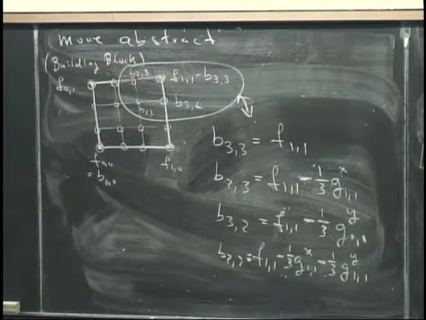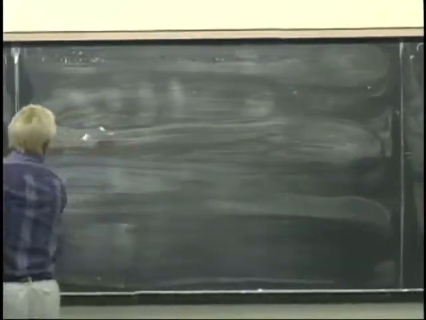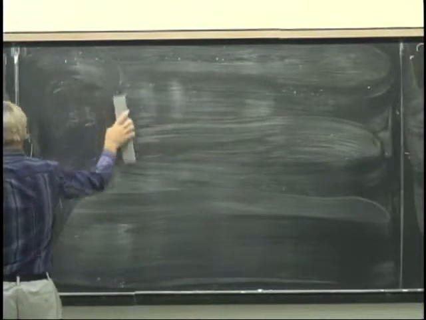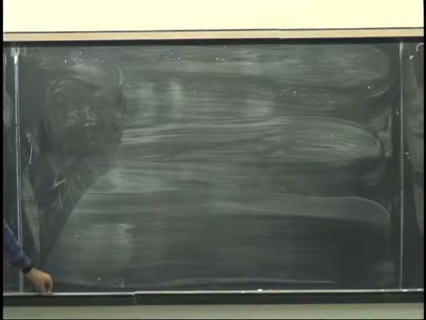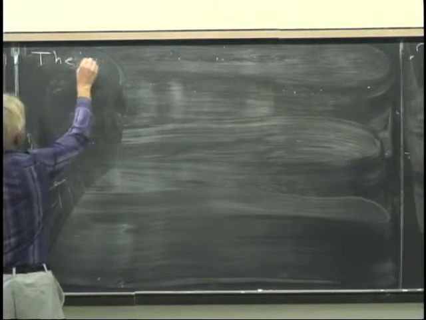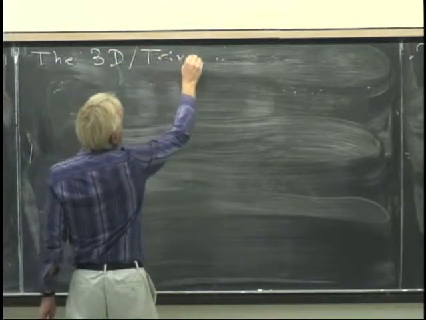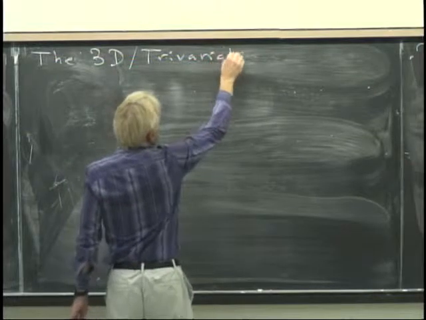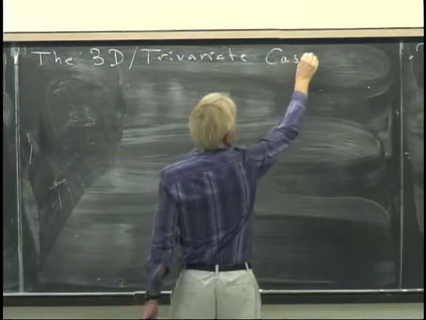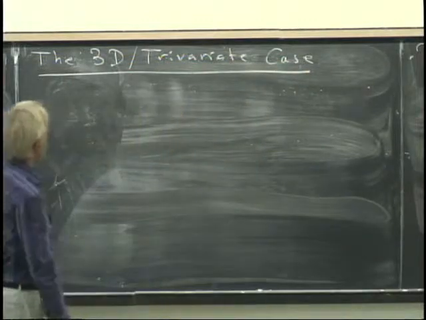All right, now comes the 3D case, and I won't be able to finish that, so I will just start it and then try to close the loop, coming back to why I'll be doing this in the context of raycasting. The 3D, or trivariate, case. No longer can I make these drawings because the function value now lives in the fourth dimension. And I can't do that.